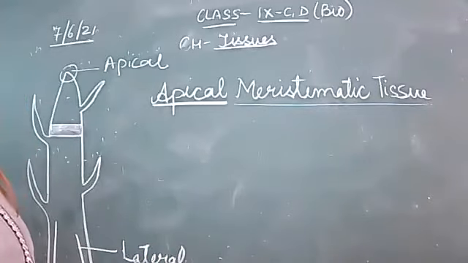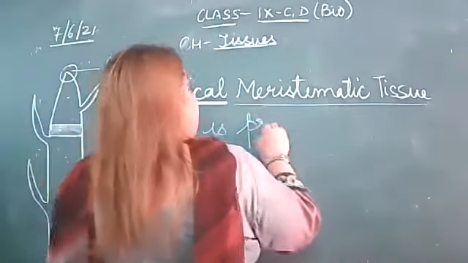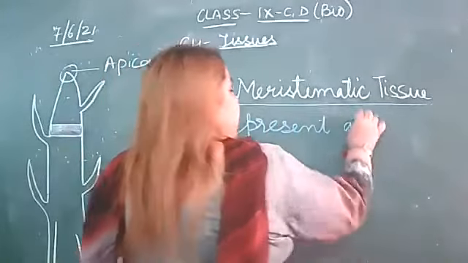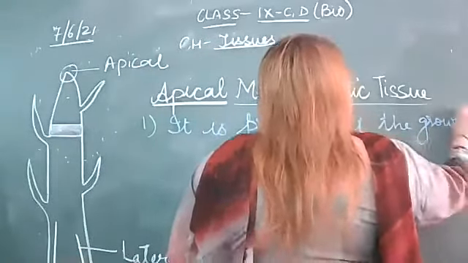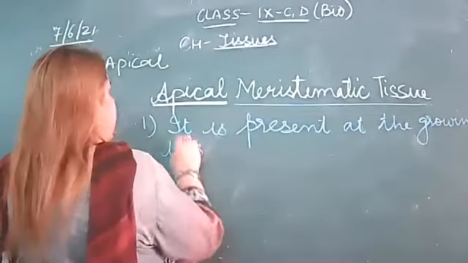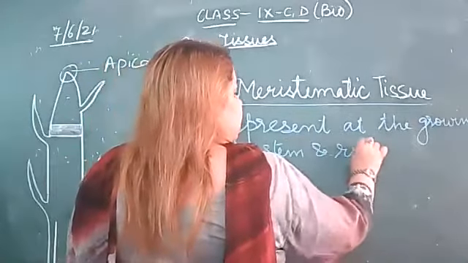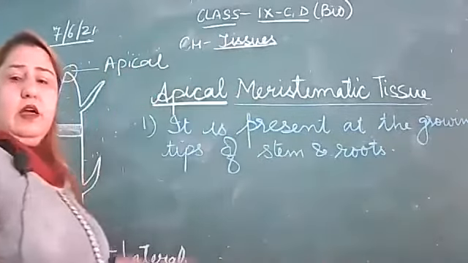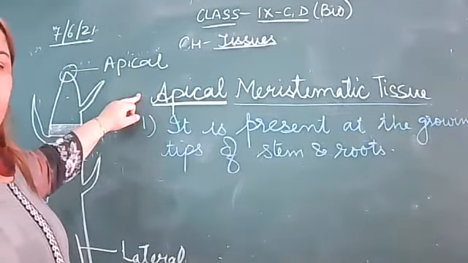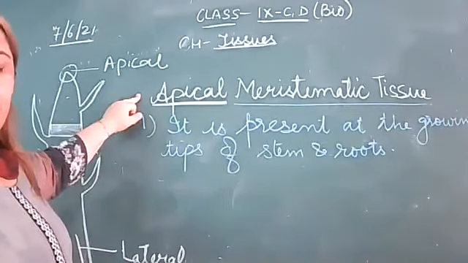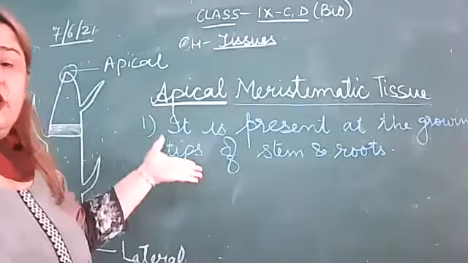Write down, it is present at the growing tips of stem and roots. That means where the growth will occur, it is present over there. Which tissue is present at the tips where the growth occurs? That is the apical meristematic tissue. Is it clear?